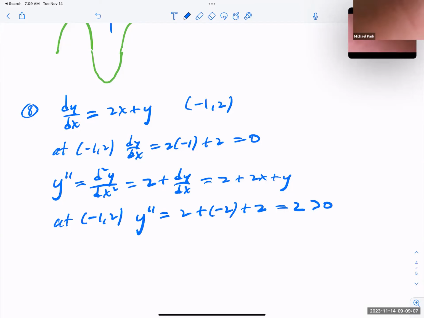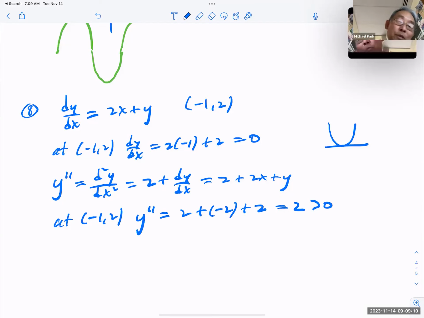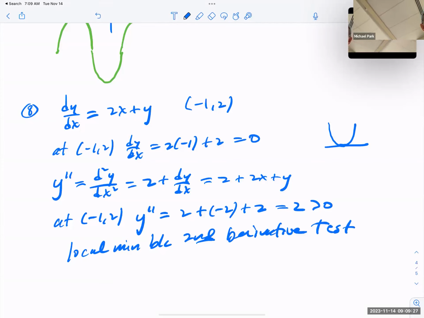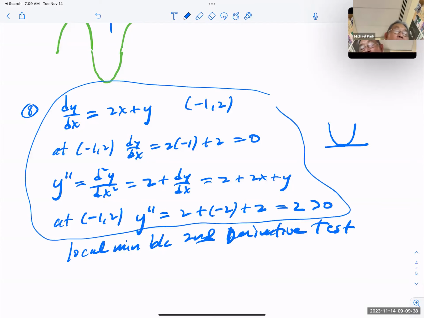So if the graph is concave up and the slope is 0, look at that. There's a local minimum. So the answer is there's a local minimum because of the second derivative test. This is the name of a theorem. But you also have to show all this supporting work over here. You cannot just say it's a local min because of the second derivative test. You actually have to show the first derivative is 0 and the second derivative comes out positive at the given point.